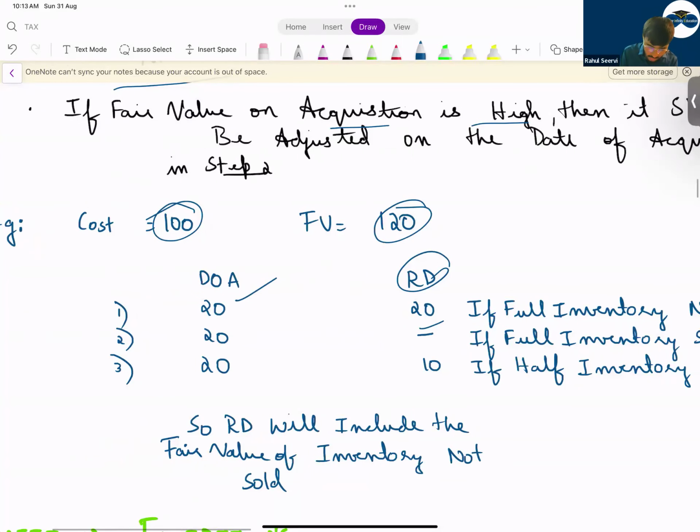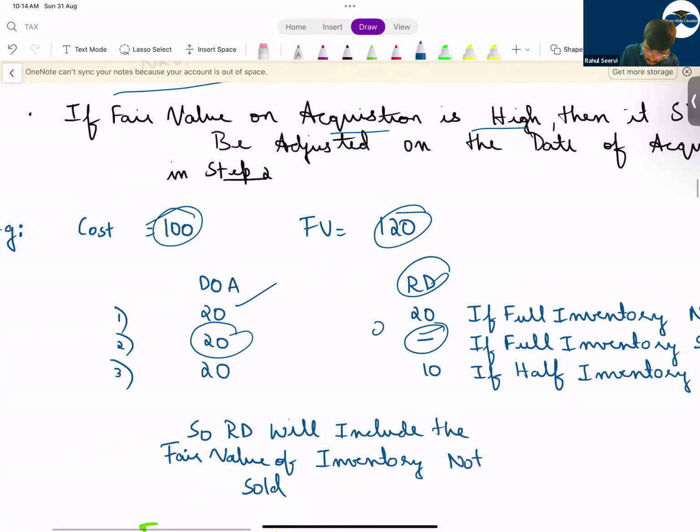Understand that. Then on the date of acquisition 20, but I say on the reporting date the inventory has been sold. If the inventory has been sold, what do we do? We add 20 and again we reduce 20. So the net impact is what? 0. And this 20 will be an additional expense for the subsidiary company.